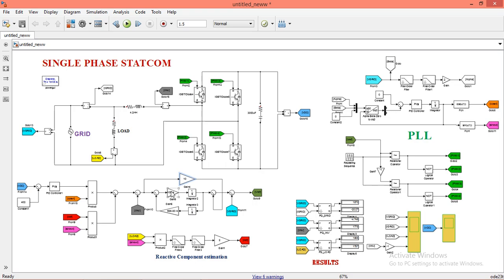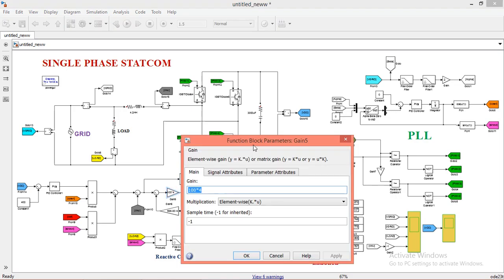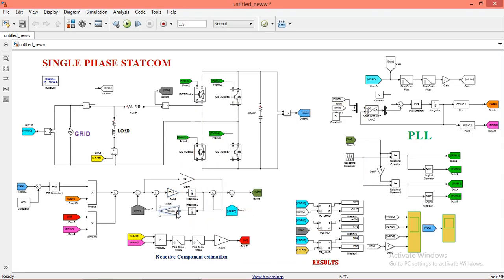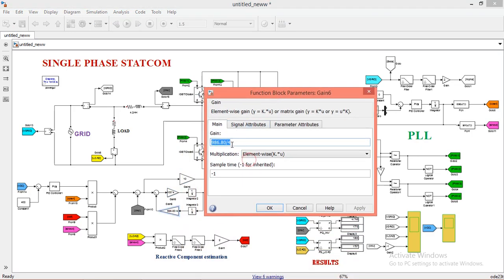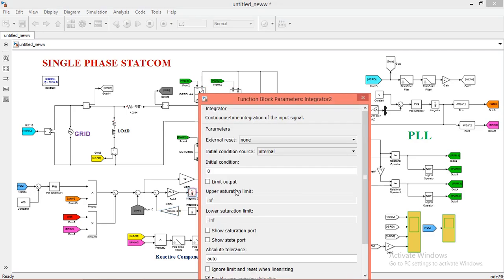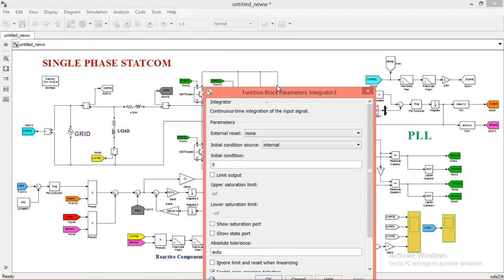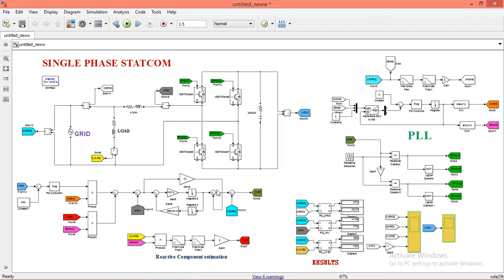Omega, this is the KR value. The KR value I have used is 4 into 100, that's 400. And this is omega R square divided by KR value, that is 986.80 divided by 4 that I have kept. Then I have two integrator blocks. These two integrator blocks are also part of the PR controller. So this whole forms a PR controller.